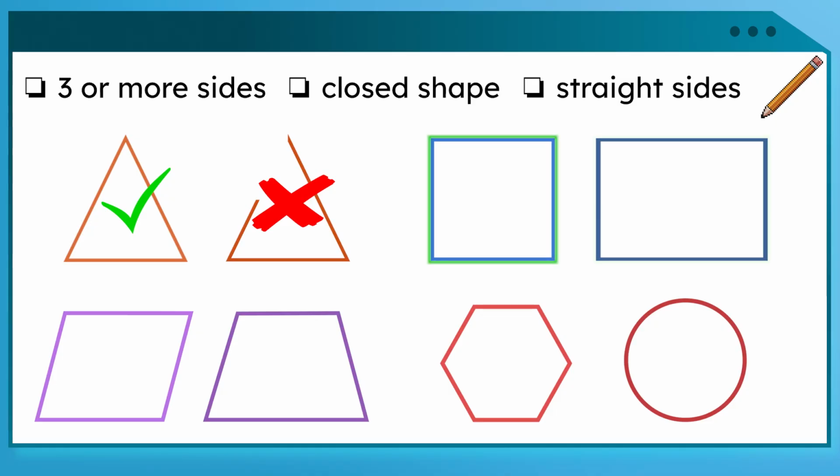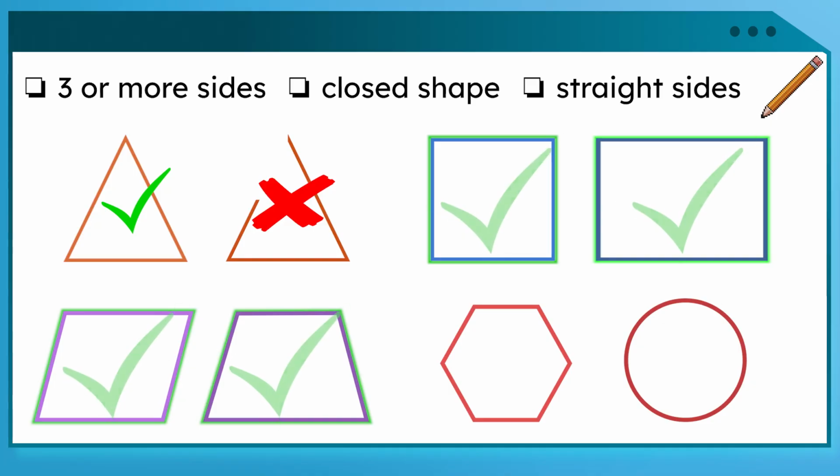The square, rectangle, rhombus, and this other shape all have 4 sides. Are these shapes open or closed? That's right. All 4 of them are closed shapes. What about their sides? Do they all have straight sides with no curves? Yes. So all 4 of these shapes are polygons.